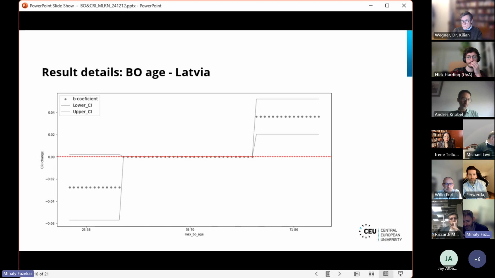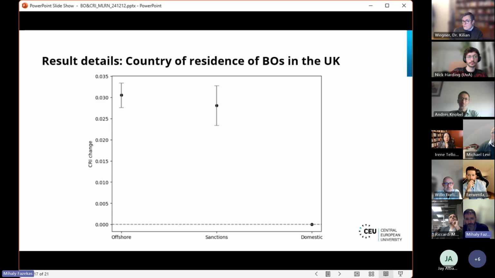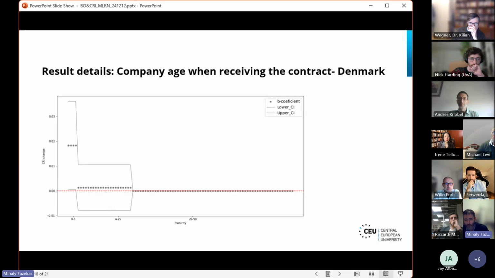BO age, that's an interesting thing. We thought either very young owners or very old owners could be risky, could indicate a nominee. And in the case of Latvia, young and middle age, so between 39 and 70, you pick your definition, so basically young and the bulk of the BO owners are not statistically different from the background CRI level, but then very old BOs have higher risk factors. We are running out of time, so I'm jumping over these.